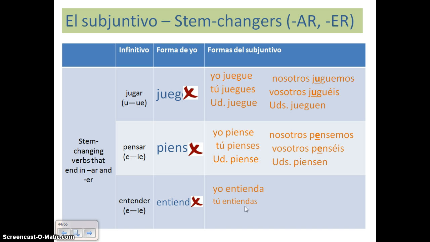Yo entienda, tú entiendas, usted entienda. Nosotros entendamos, still opposite ending, but no stem change there. Vosotros entendáis, ustedes entiendan.